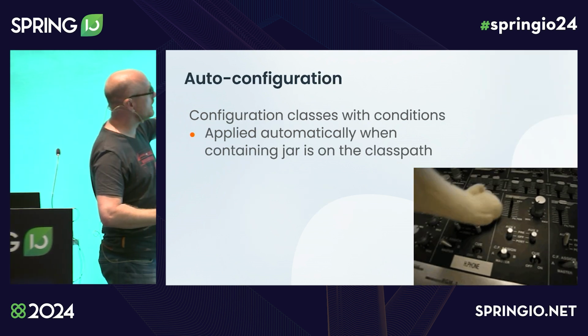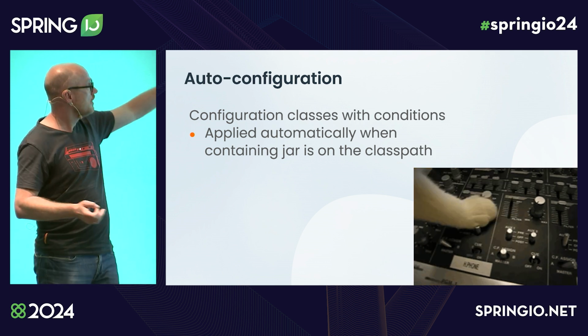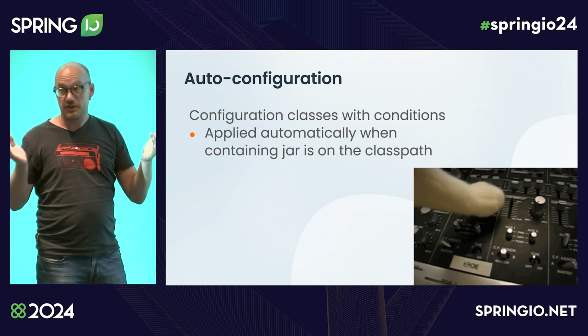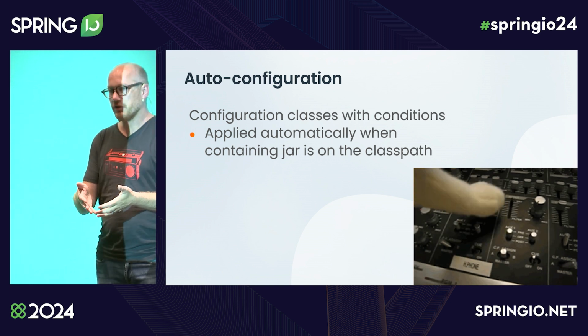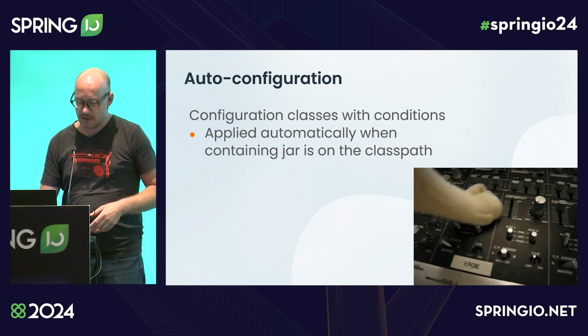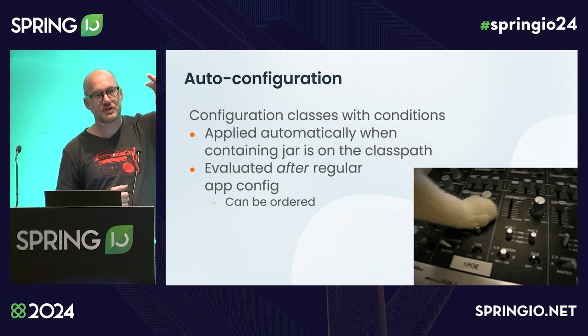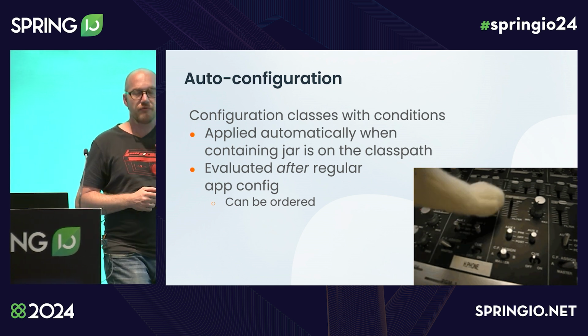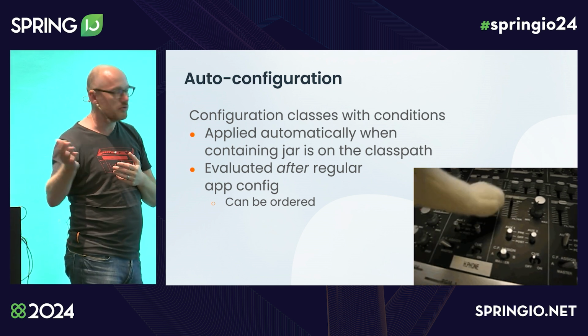Auto configuration is a Spring Boot mechanism that you probably are familiar with from Boot itself. That is a configuration class with conditions, basically. So at startup, it checks the conditions. If they match, the configuration is active. If not, it's not. That's pretty much it. And this is evaluated after your regular configuration classes. So Spring always first evaluates your configuration classes, and then it looks at the auto configuration, so it can react to things that you have configured.